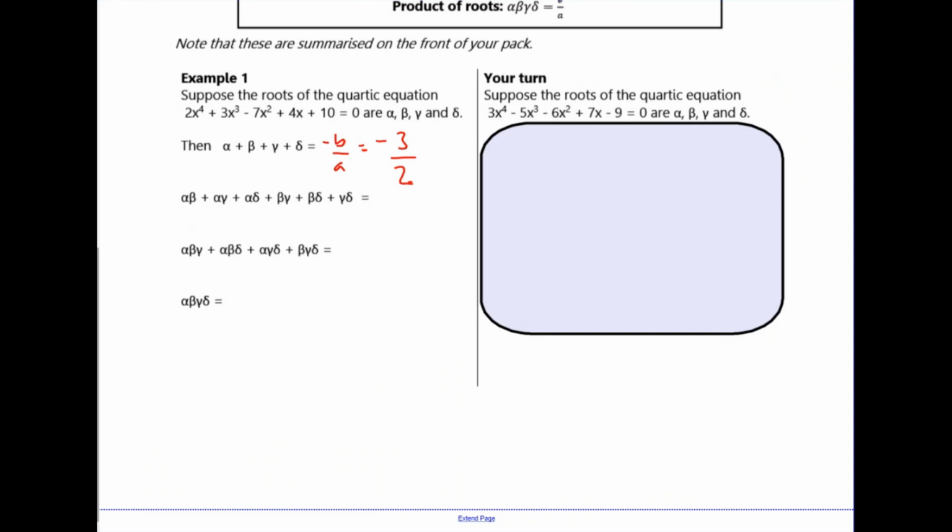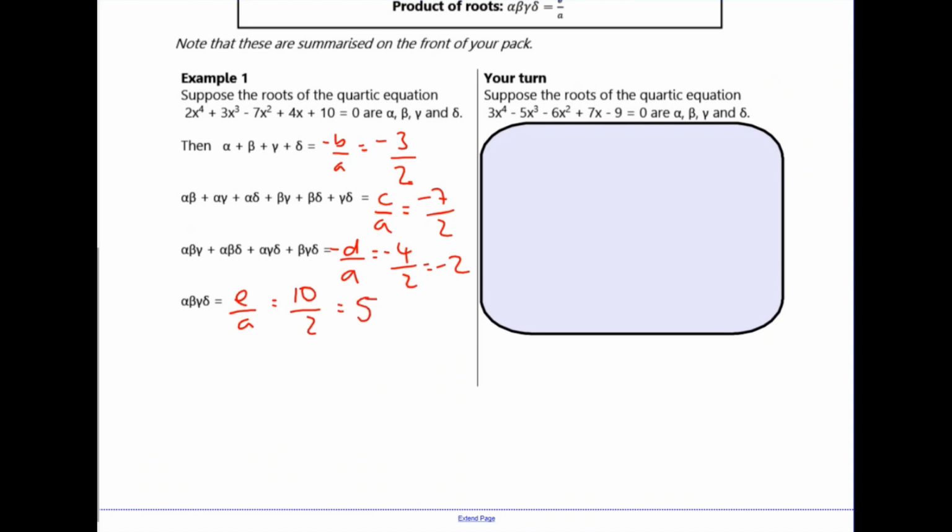The next one is the sum of the product pairs. That's equal to positive c over a. C in this case is minus 7 and a is 2. The sum of the product triples is equal to minus d over a. D is 4, so this is equal to minus 4 over 2, which is minus 2. And finally, the product of the roots is equal to positive e over a. E is 10, a is 2, so that's equal to 5.